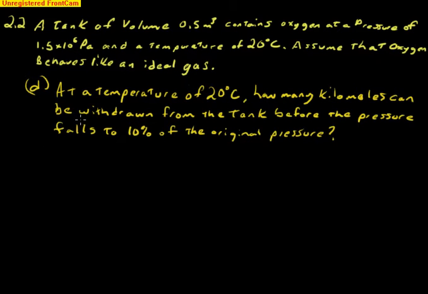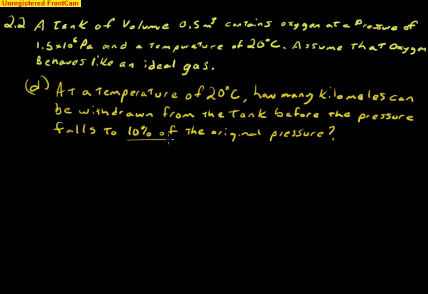Okay, this should be similar to part C, except instead of changing the pressure, we're going to be seeing how many kilomoles we have to remove. Let's see, this says at a temperature of 20 degrees Celsius. This means we're at constant temperature. How many kilomoles can be withdrawn from the tank before the pressure falls to 10% of the original pressure?